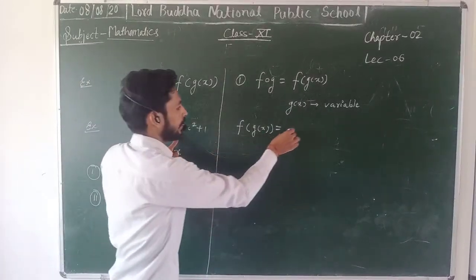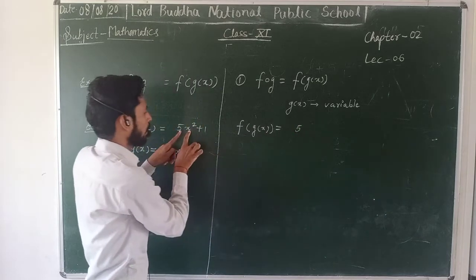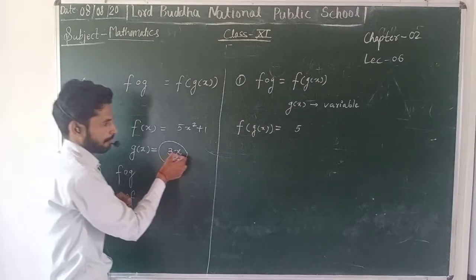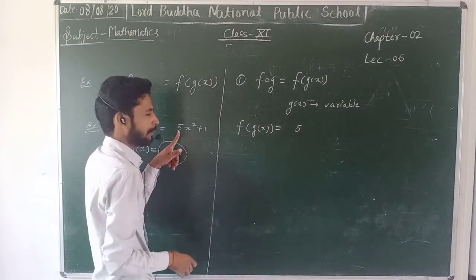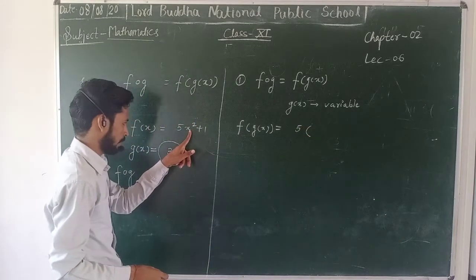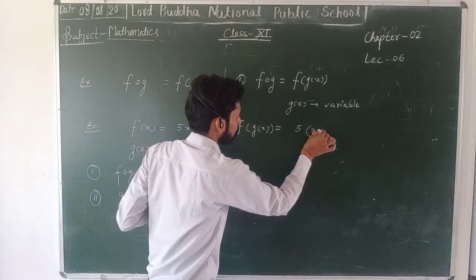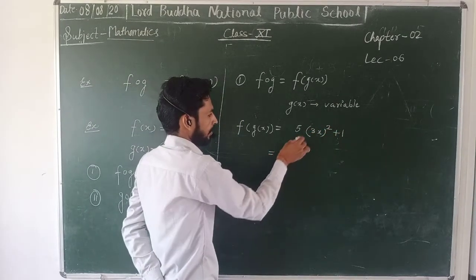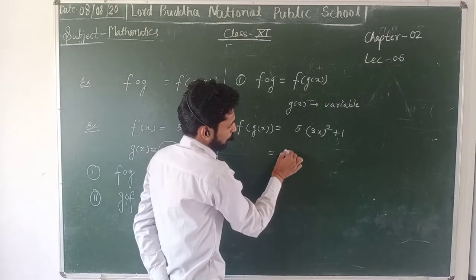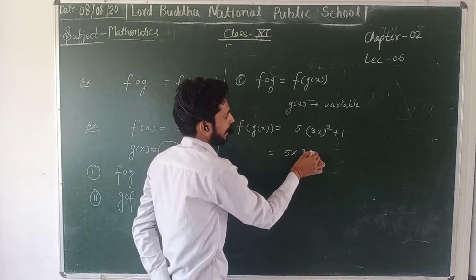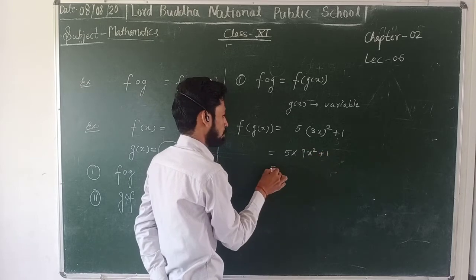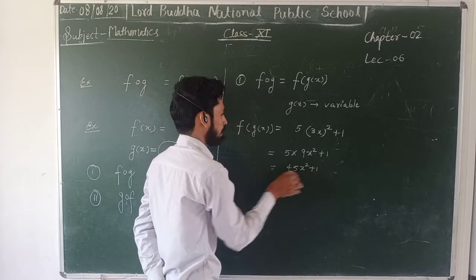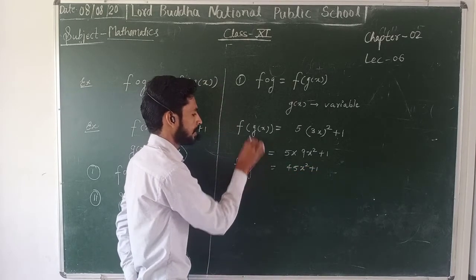Now here is written 5x square. So in place of x square you have to put the value of g of x, that is 3x. In place of x you have to put 3x, and there is a square, so take the square, plus 1. So now 5 into 3 square is 9x square plus 1. So 5 times 9 is 45x square plus 1. That is the value of f of g.